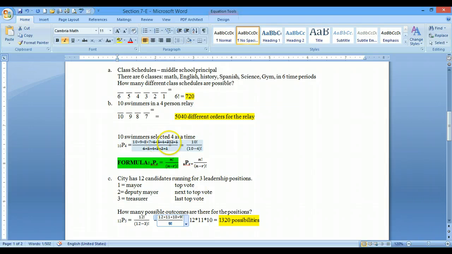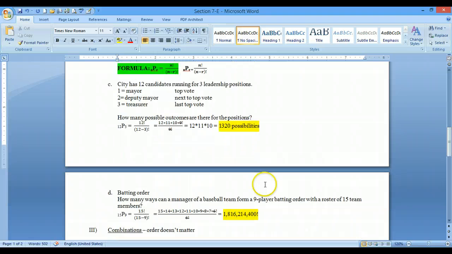Just like what happened up here, I know all of these factors. 9 down will cancel out with this one, 9 and down. And I'm left with 12, 11, and 10. 12 times 11 is 132. Times 10 is 1,320 possibilities of these 12 candidates and these 3 leadership positions.